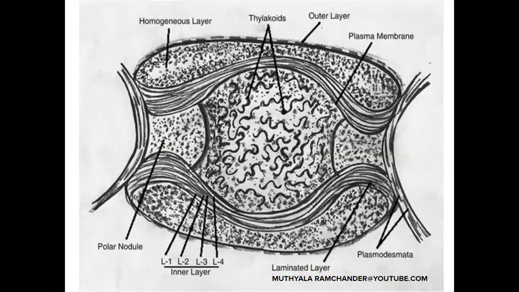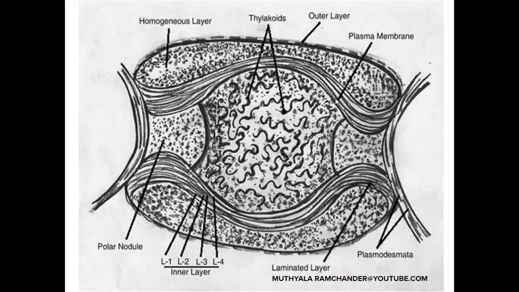The heterocyst is covered by an outer layer, which is a homogeneous layer. The inner layer is made of laminated chemicals, called laminated layers. The laminated layers are divided into four layers: L1, L2, L3 and L4, where L means laminated. These are the inner layers. The outer layer is also called the homogeneous layer.